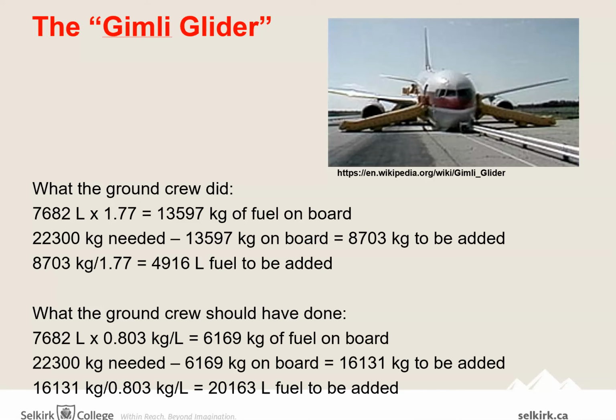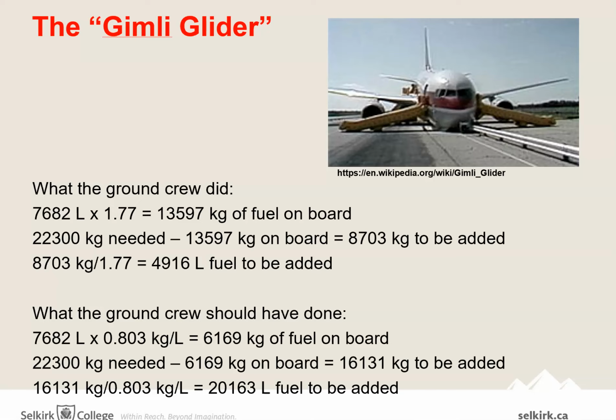This is a picture of the Gimli glider, which was an airplane that left from Montreal heading to Edmonton back in 1983. That date is going to turn out to be important. What happened is they were heading to Edmonton from Montreal, but they got over Gimli, Manitoba and ran out of fuel. And the pilot successfully made a safe landing on a racetrack, a car racetrack. So all's well that ends well. But here's what went wrong. I told you this was in 1983, and I remember it well. That's when the metric system came into Canada.